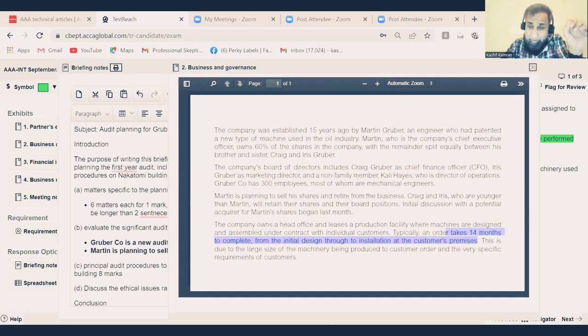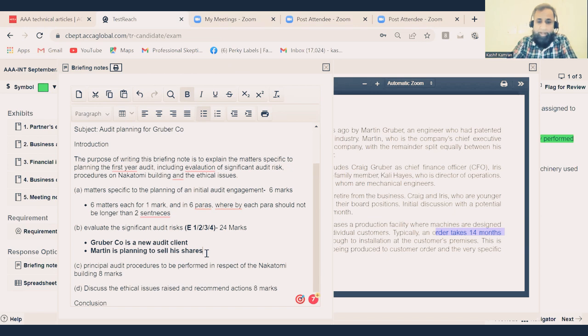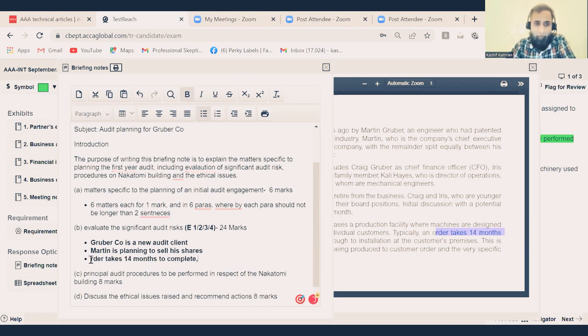Yes. So we have another risk, revenue recognition. Revenue takes place over 14 months. It takes 14 months to complete order. Next one. Order takes 14 months to complete. Control C. We take it back to my briefing note and we paste it here. Order takes 14 months to complete.